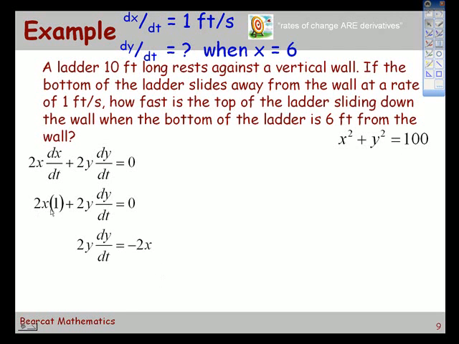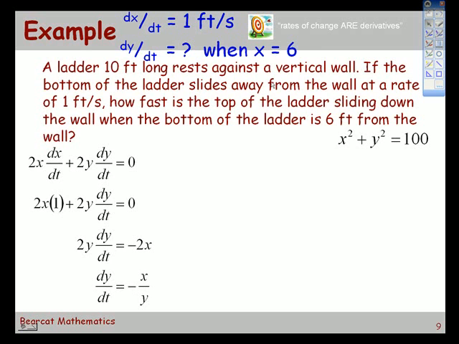Let's see, 2x times 1 is 2x. If I subtract that to the other side, I get 2y dy/dt equals negative 2x. I'm trying to isolate dy/dt, so let's go ahead and divide by the 2y. And again, at this point, the 2's will reduce out, so I get dy/dt equals negative x over y.